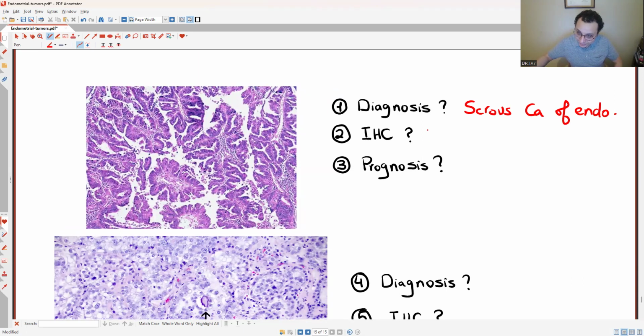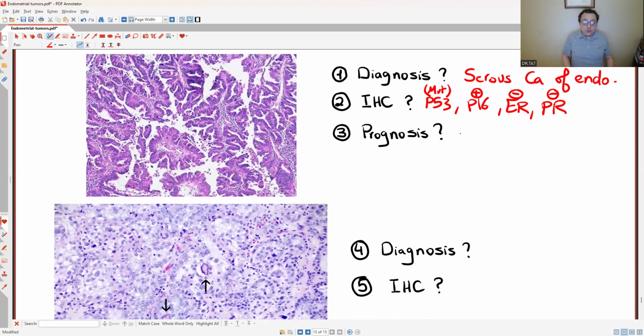P53, sorry, P16 and yes, P53. Yeah, P53, P16. And what are the two IHCs you will order for endometrioid? ER, PR. So you need to order ER, PR, P16, P53. If this turned out to be serous, can you tell me what the ER and PR would most likely be? Negative. And the P53 would be? The null or the... Yeah, it's mutant. Mutant pattern, okay. And then P16 would be? Block positive. Yeah, strongly positive or block positive.